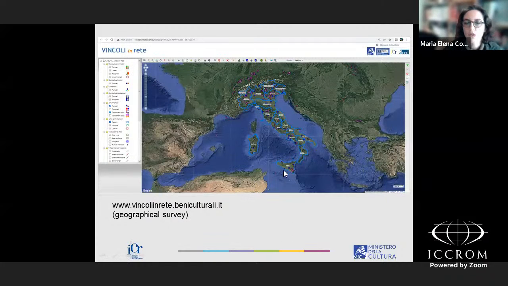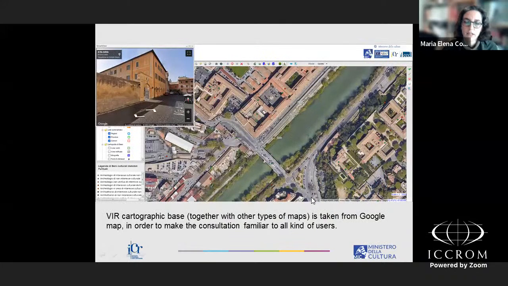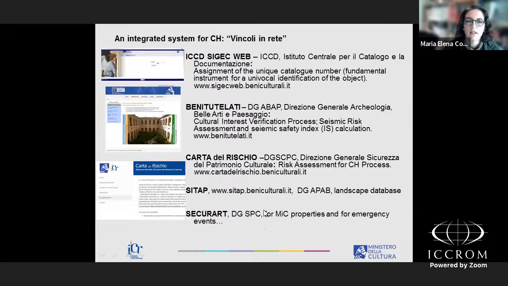This is the website, vincolinrete.beniculturali.it. Of course, it is only on national territory. And Vincoli in Rete, VIR, was born to collect many different national databases in our Ministry of Culture. So VIR, the cartographic base, together with other types of maps, is taken from Google Maps in order to make the consultation familiar to all kinds of users. And these are the main databases that are collected inside VIR. VIR is supposed to be a cultural, cartographical and anagraphical hub for our databases.